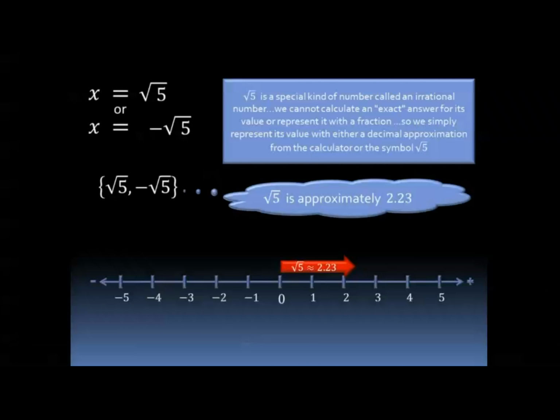We count approximately 2.23 spaces in the positive direction, and we mark that point to represent the solution value square root of 5, which is approximately 2.23. This symbol, the wavy equality sign, is a way of saying approximately equals to.